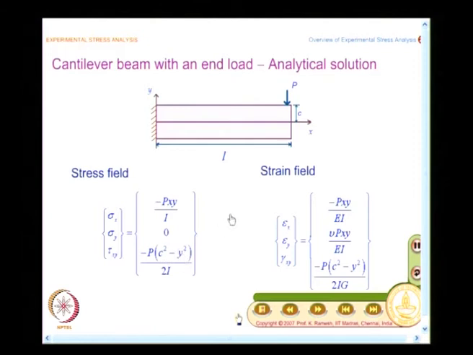What you may not have done is calculate the strains, and the strain field looks like this. I have epsilon x equal to minus p x y divided by E I, epsilon y is nu times p x y divided by E I, and gamma xy is minus p times c squared minus y squared divided by 2 I G. Obviously here the stress field is a little more complex, the strain field is a little more complex, and you will also anticipate the displacement is going to be more complex than what you have seen in the case of a beam, and we will have a look at it.